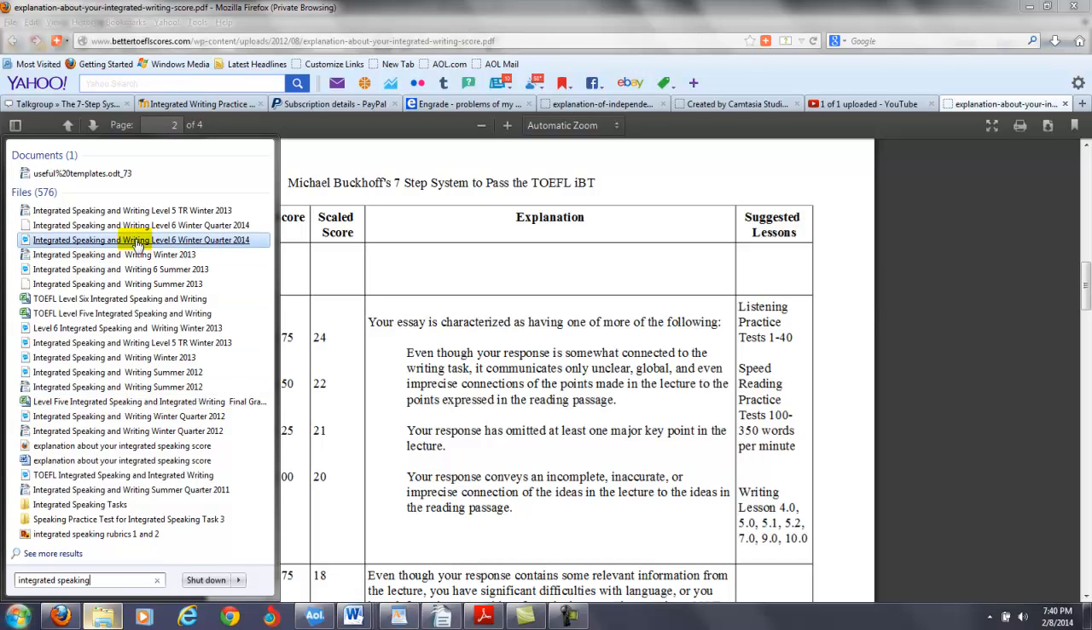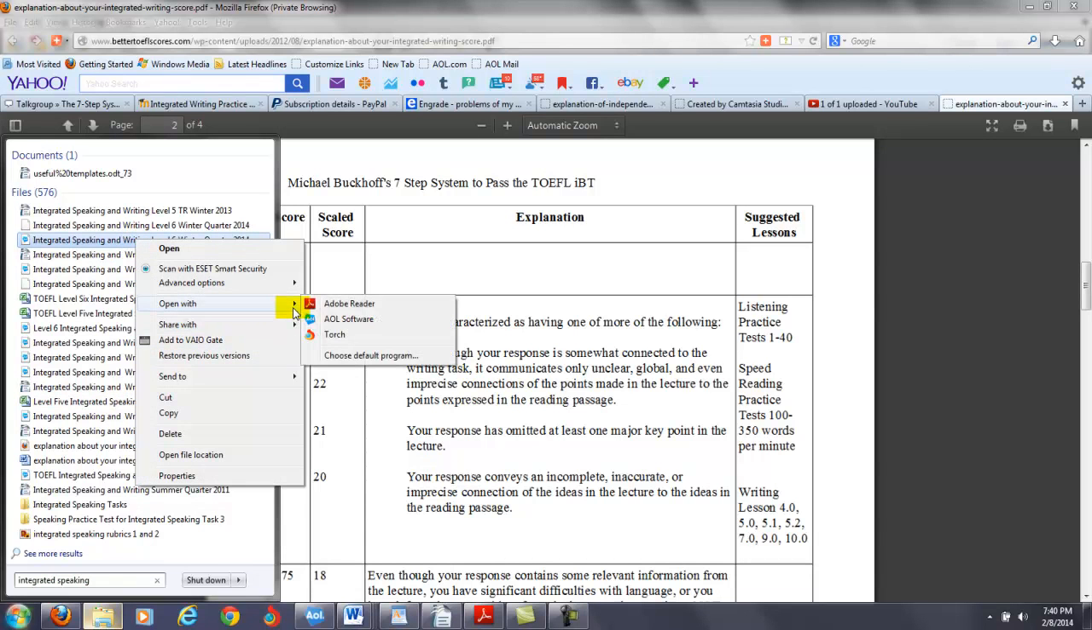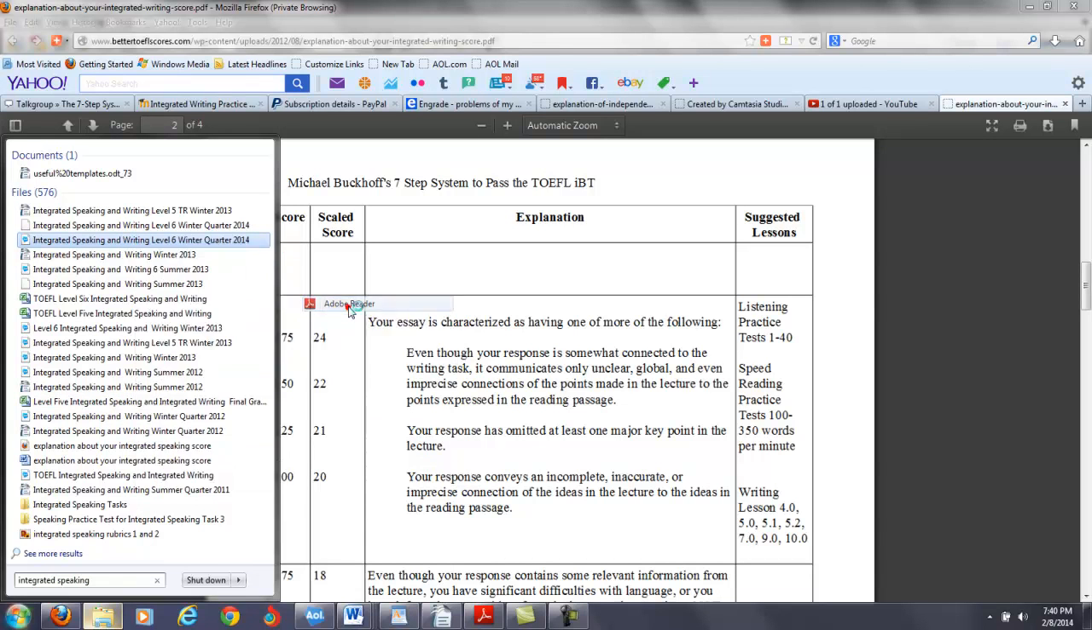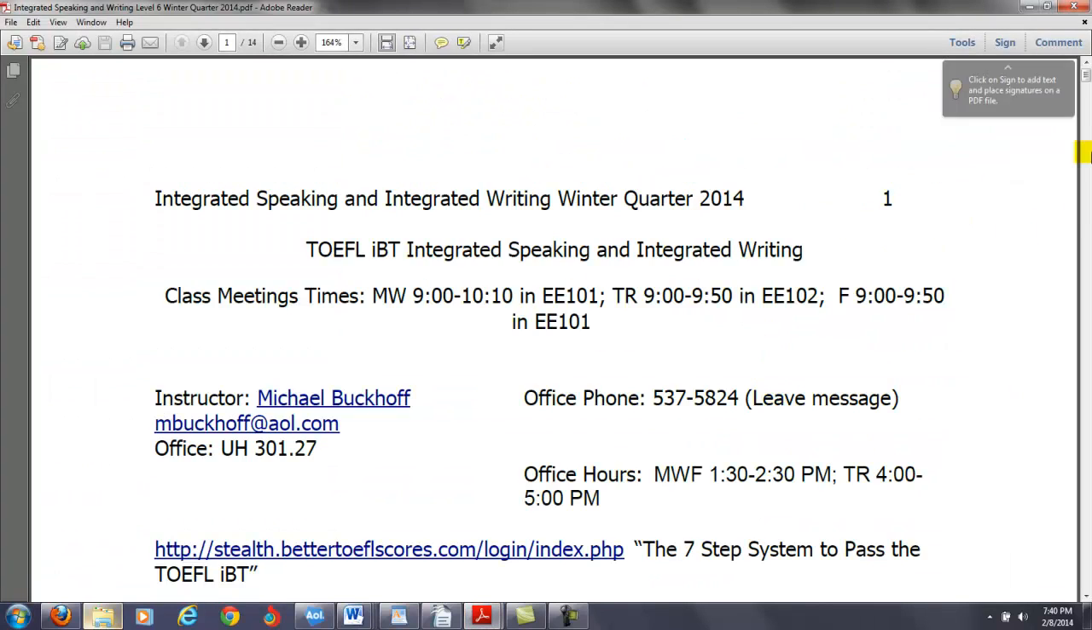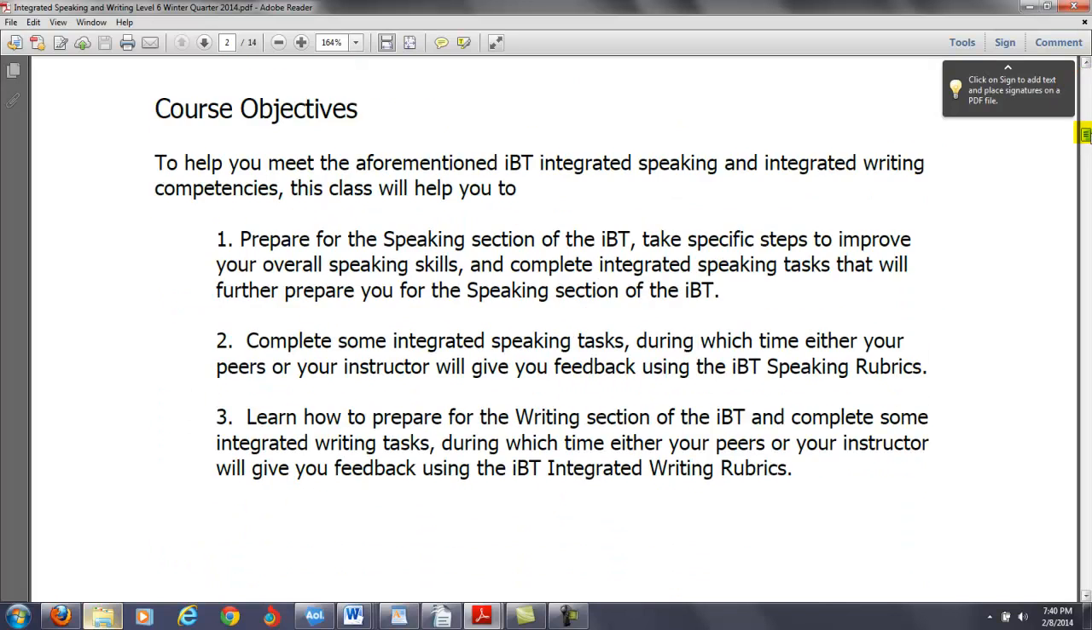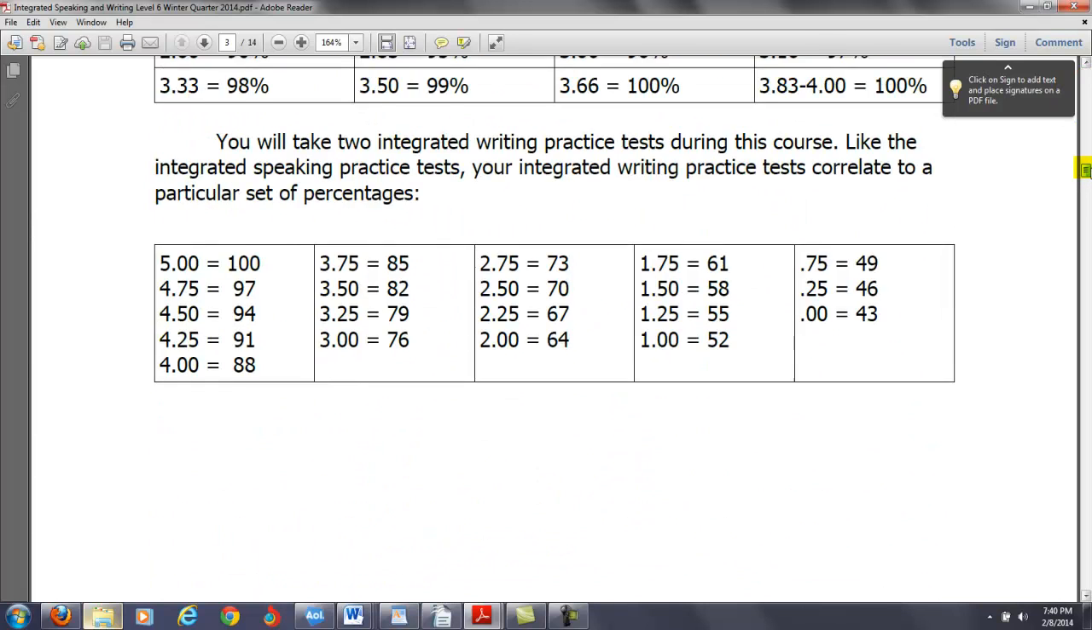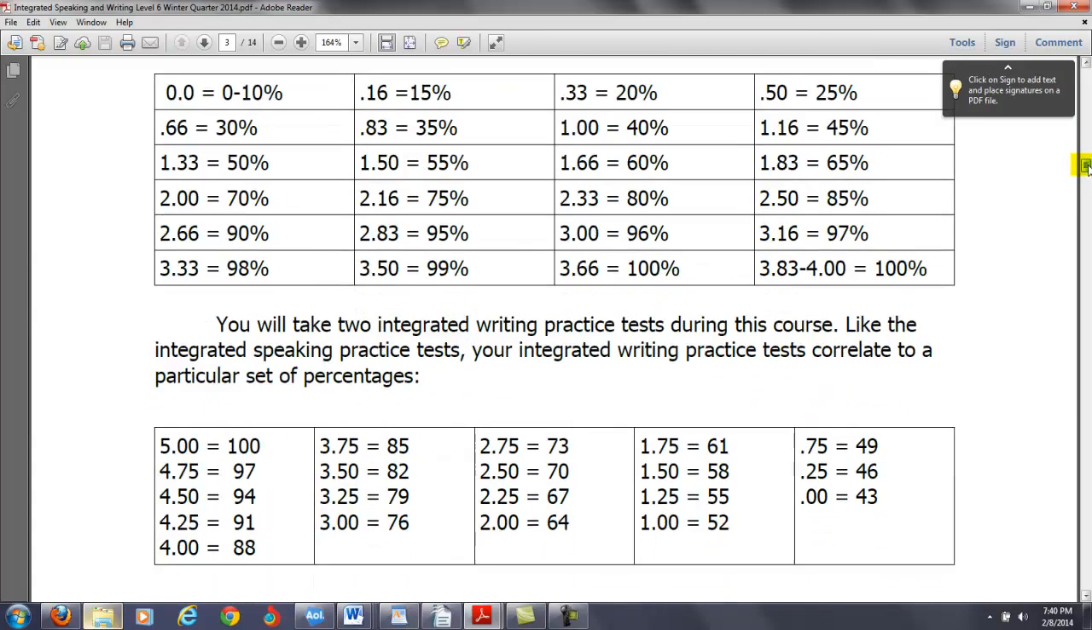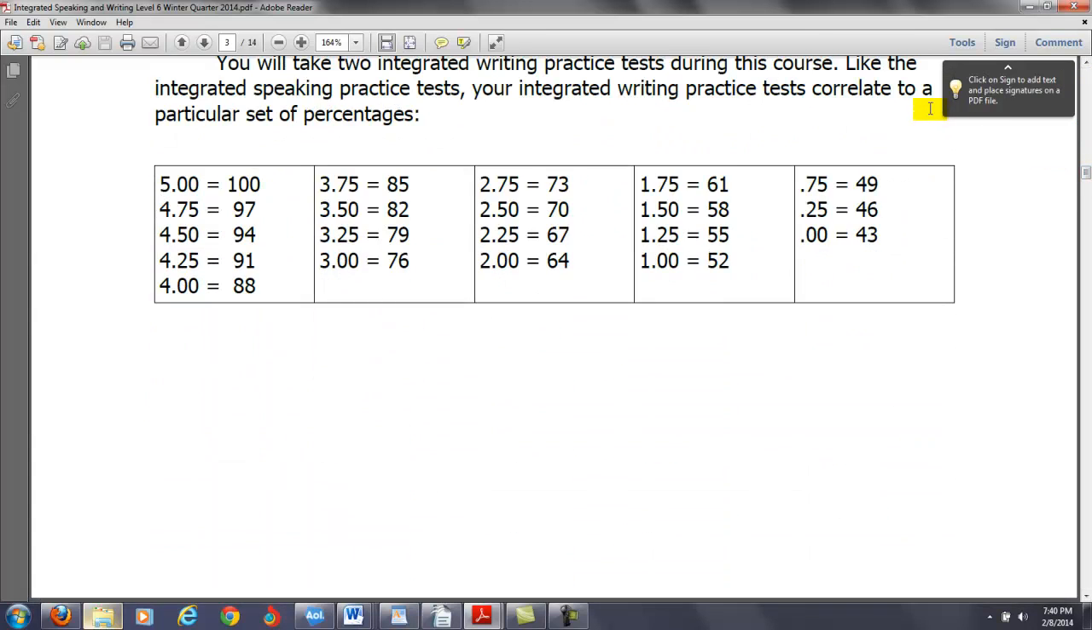Now, for the purposes of our class, let's see what we have here. Let me figure out what your grade is right now. Hold on a minute. So you got 3.25 on the integrated writing midterm exam. 3.25 is going to give you 79% on this particular assignment.